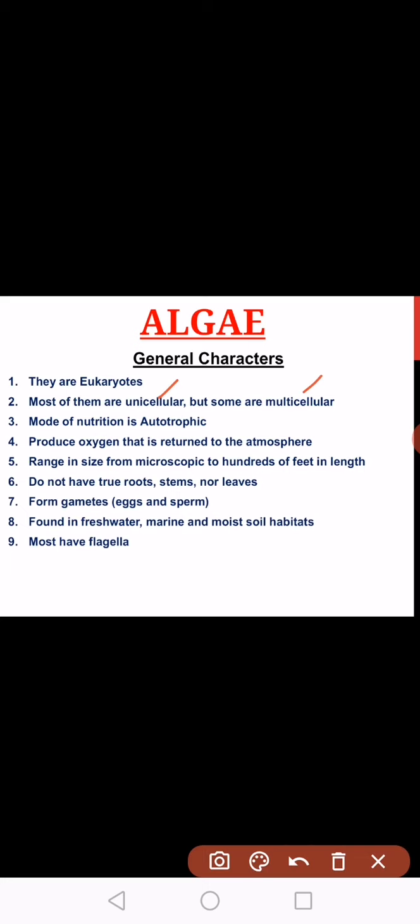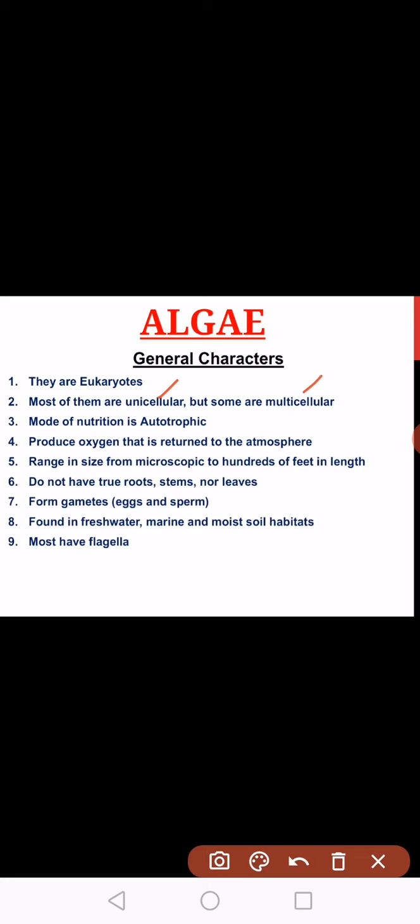And about the habitat, most of the algal members are found in aquatic habitats, that means both in freshwater as well as in marine habitats, and some of them are also found in moist soil habitats. So the majority of the algal members are found in aquatic habitats, whereas some of the members are also found in the moist soil.